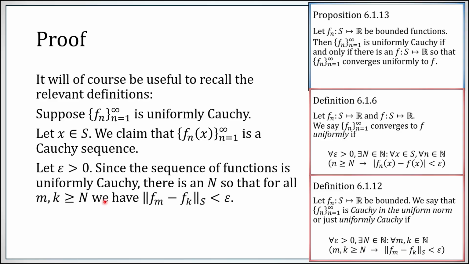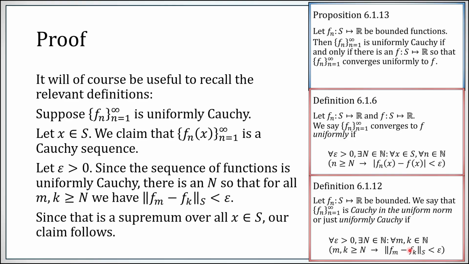So to prove a sequence is Cauchy, let epsilon be positive, and then find a cutoff index past which you get a useful inequality. Now, since the sequence of functions was assumed to be uniformly Cauchy, that assumption gives us that there is an N past which this sup norm is small. But that's a supremum over all x, meaning certainly for the x we chose, fm of x minus fk of x is less than epsilon. In other words, the sequence fn of x is a Cauchy sequence.